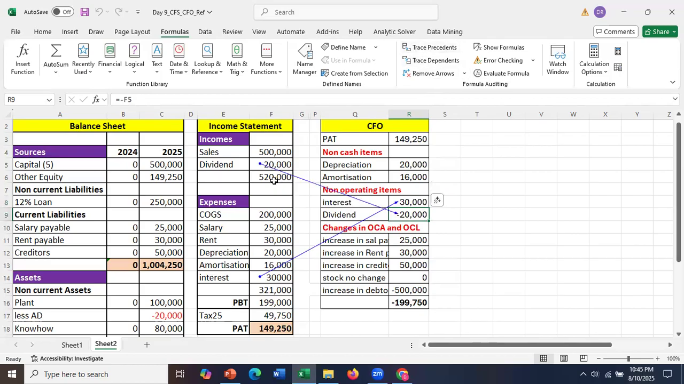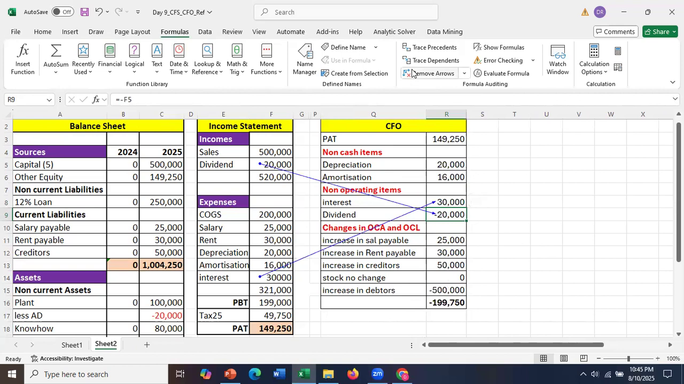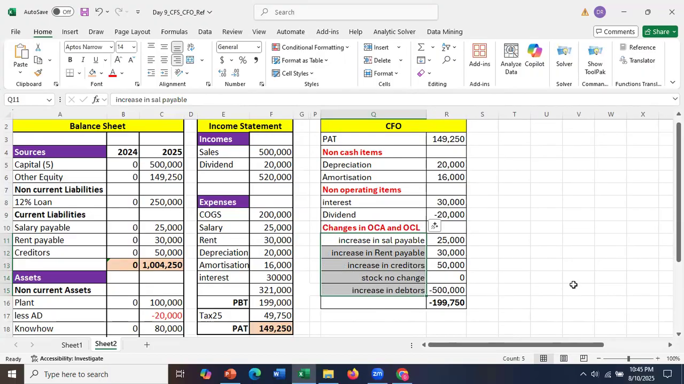Dividend is an income, but it's not an operating income. Because it's not an operating income, we are going to remove that. While computing PAT, this has been added, so therefore it is deducted. We are reversing that. Changes in operating current assets and current liabilities invariably are the adjustment for accrual principle and matching principle.